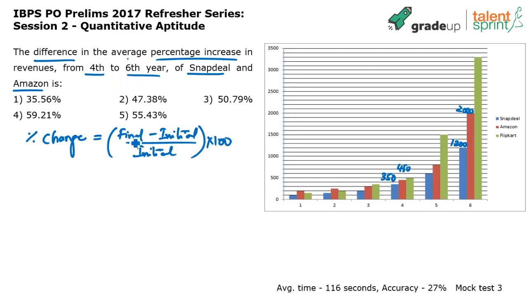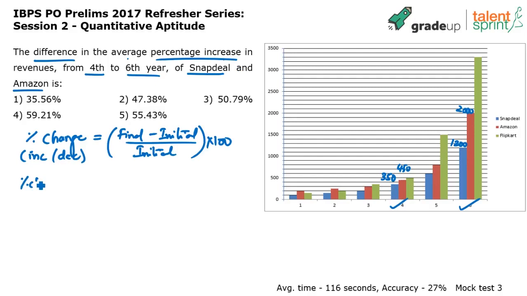Now, what is the final value here? Final values are the values in the year number 6. Initial values are the values in year number 4. So for both the companies, find out the percentage changes. Percentage change can be an increase or a decrease. Here it is talking about increase. I mean, clearly the values have increased, right? 350 has become 1200, 450 has become 2000. So these are increments. So find out the percentage change.